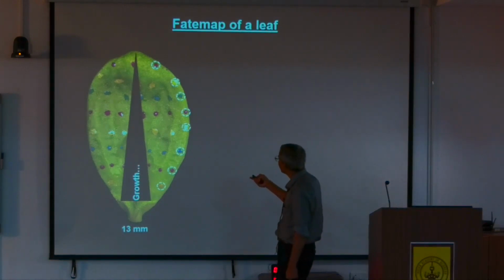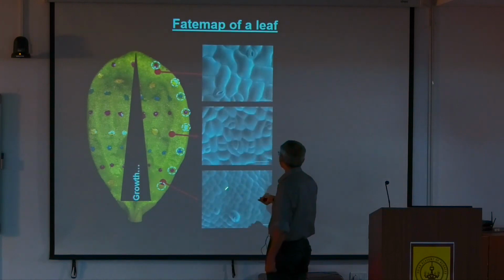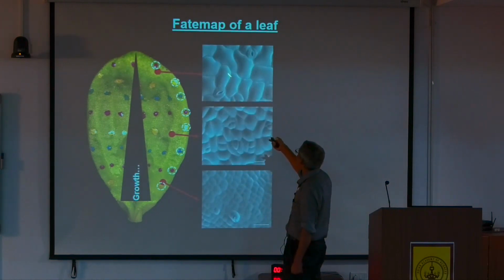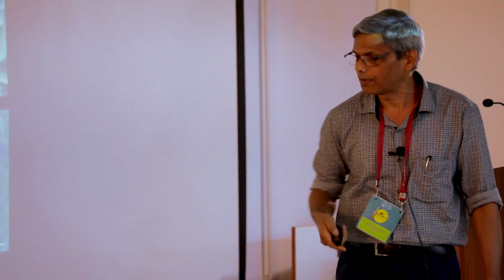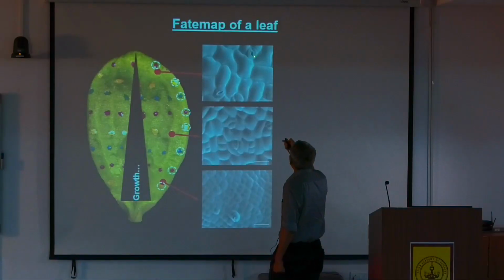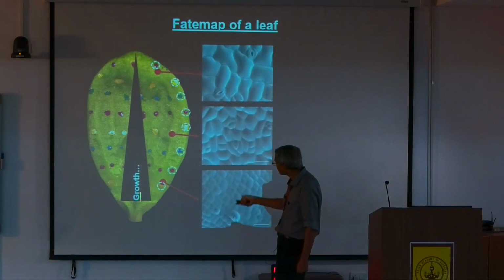So if you do a scanning electron micrograph and look at the cells, you will see that these cells are dividing and very small. These cells are already differentiated. These are the stomata, that is the nose of the plant through which it breathes. And this is the more mature, and this is somewhere in between. So there is a gradient not only of growth, but also of cell division.